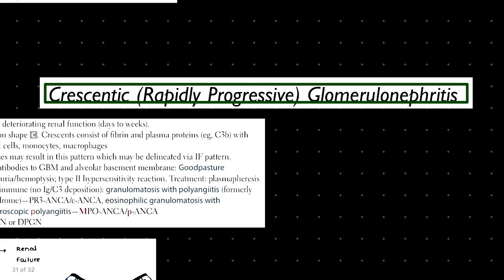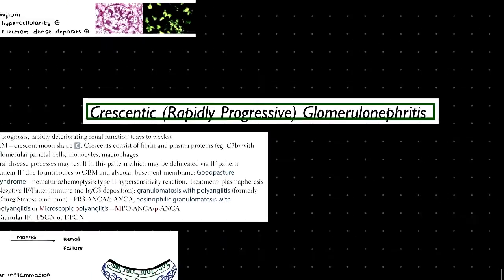So the topic of discussion for this lecture is crescentic or rapidly progressive glomerulonephritis, that is RPGN. Rapidly progressive glomerulonephritis. Now the way that we will proceed is initially what we'll do.